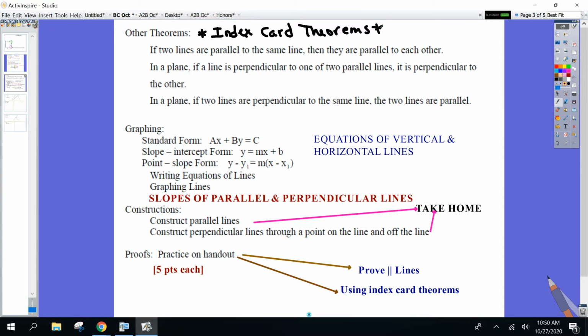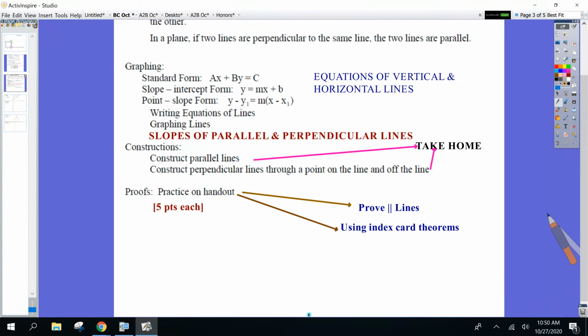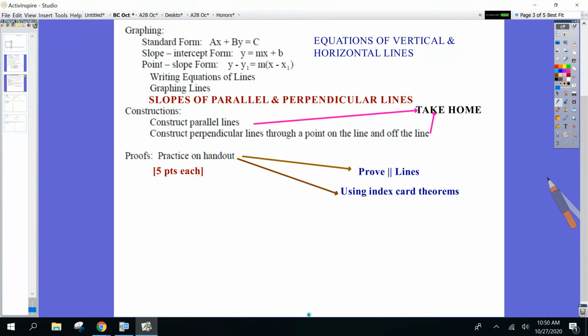You will need those for one of the 2 proofs, and I'll just go to the proofs right now. You'll need a couple of those theorems for one of the 2 proofs. There are 2 proofs, 5 points each. I will tell you what they are right now. One of them is going to be, hey, I need the index card theorems. The other one will be proving parallel lines. One proof will have something to do with using 1 or maybe 2 of those theorems from your index cards.